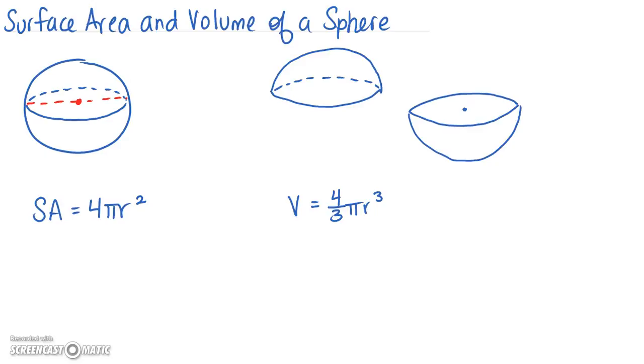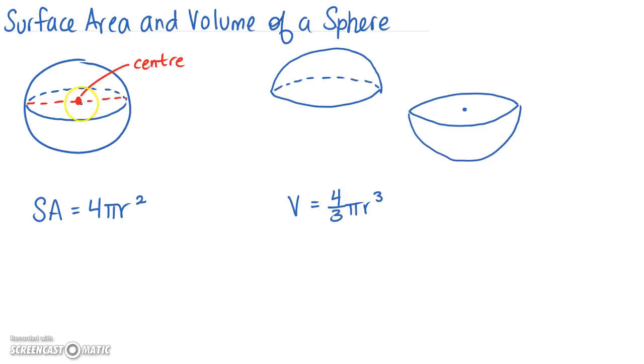So today we're going to look at how to find the surface area and the volume of a sphere. So first of all, when we talk about a sphere, there's a couple of things again that we need to talk about. There is a center of a sphere, and there is a diameter and a radius.